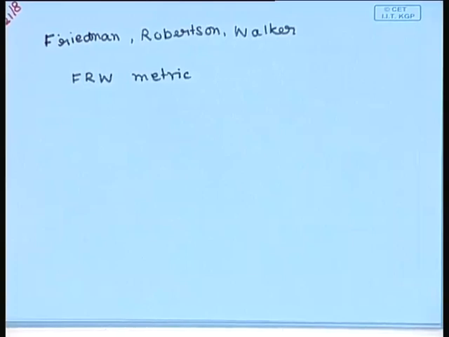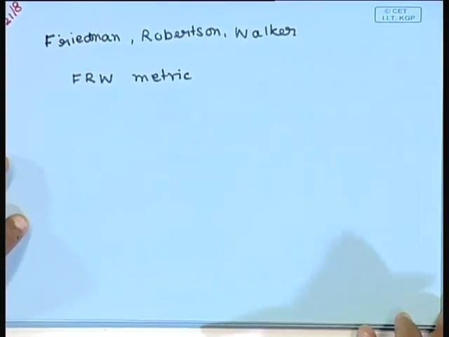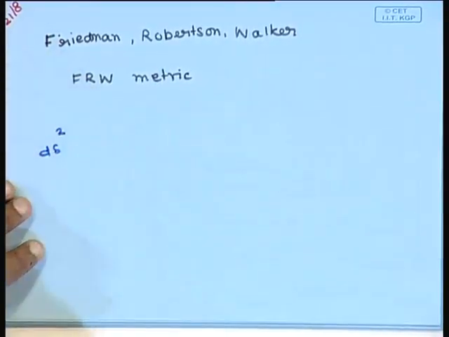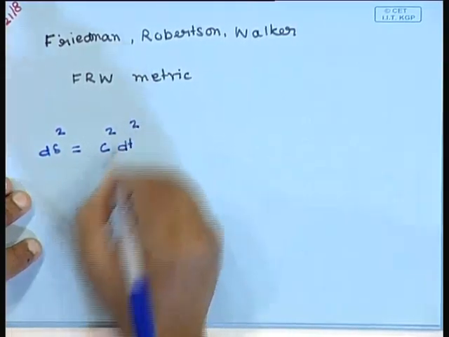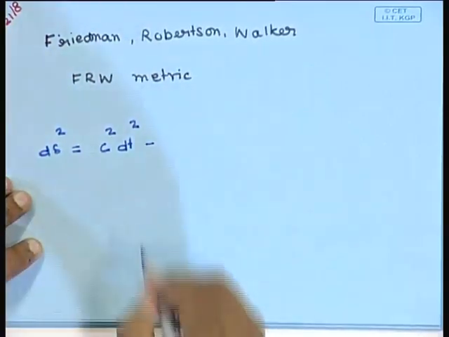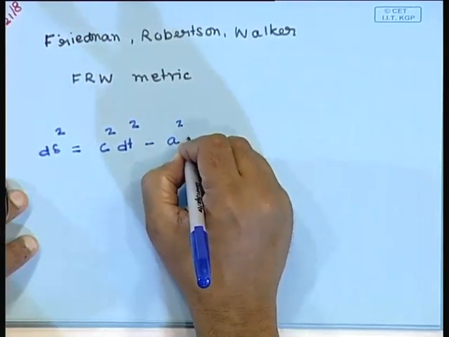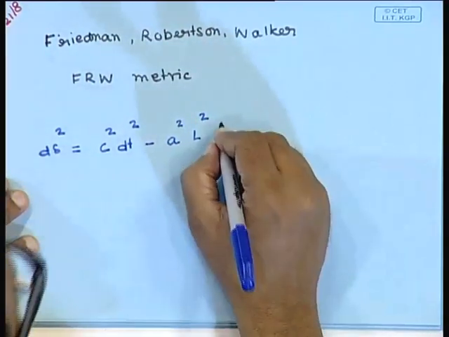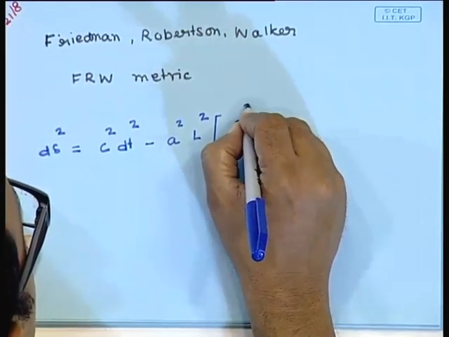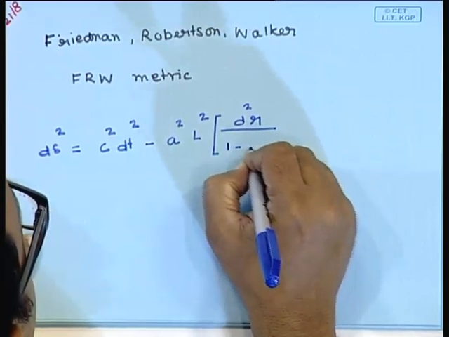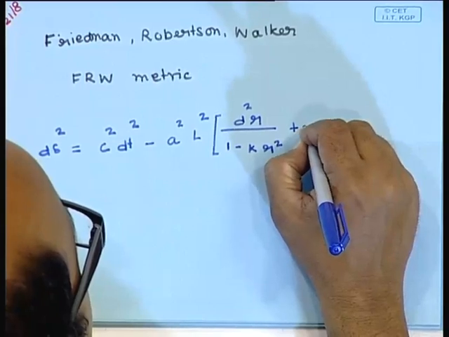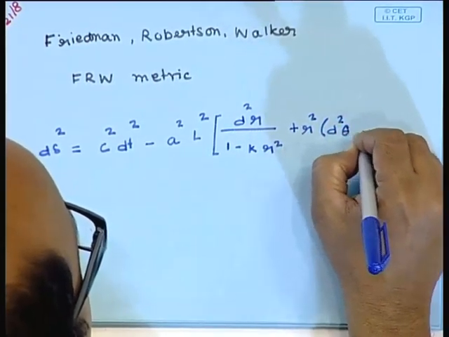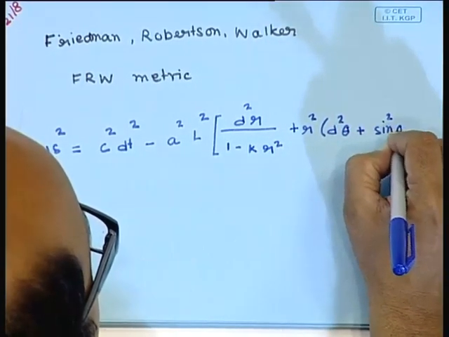The line element, the interval in a space-time which is homogeneous and isotropic, can be written as ds² = c² dt² − a²L² [ dr²/(1 − k r²) + r² (dθ² + sin²θ dφ²) ].